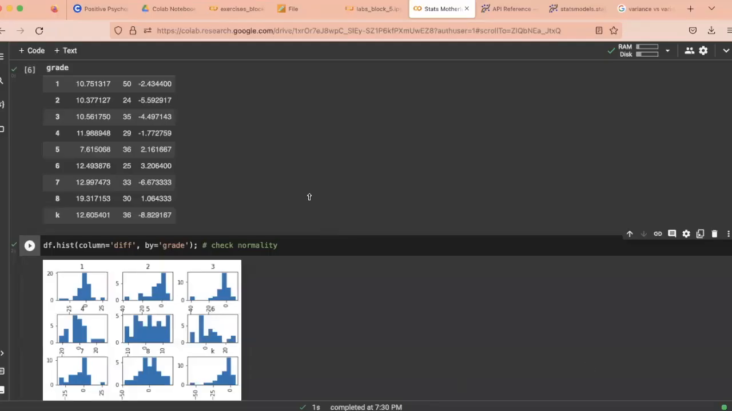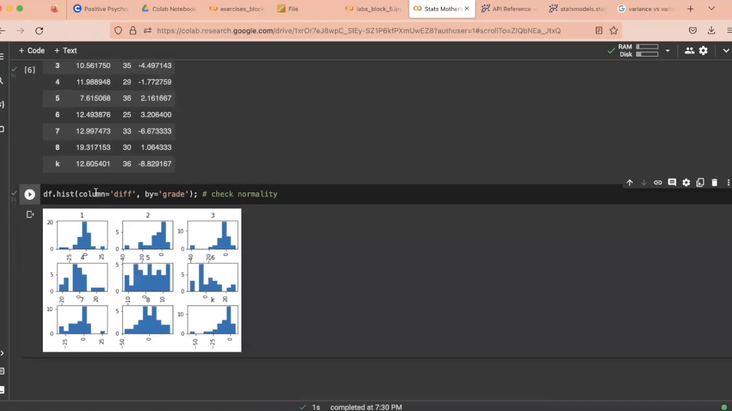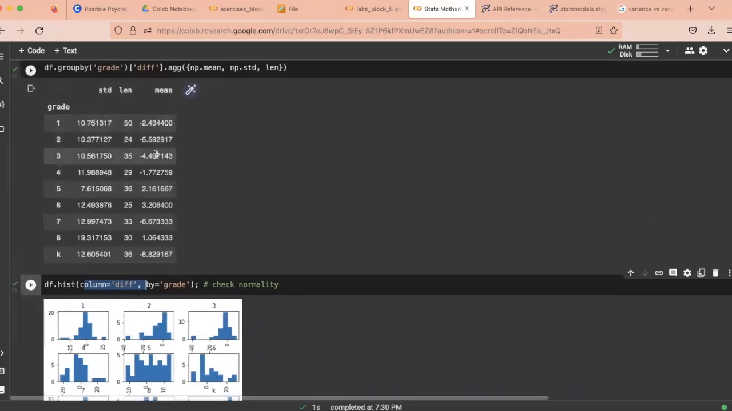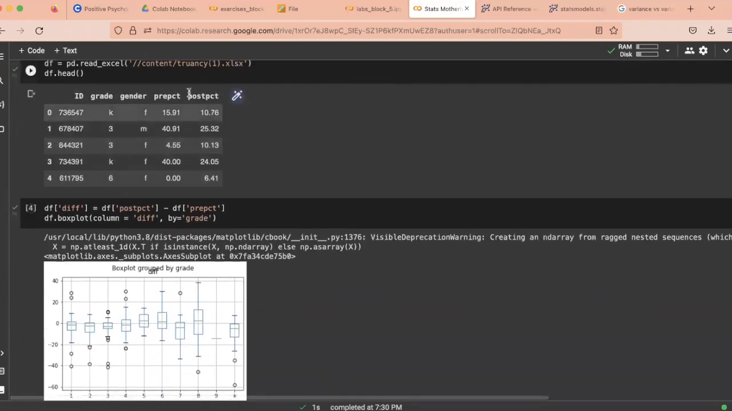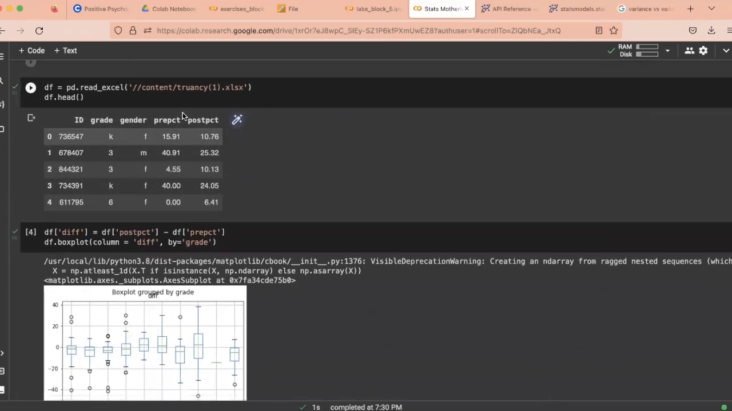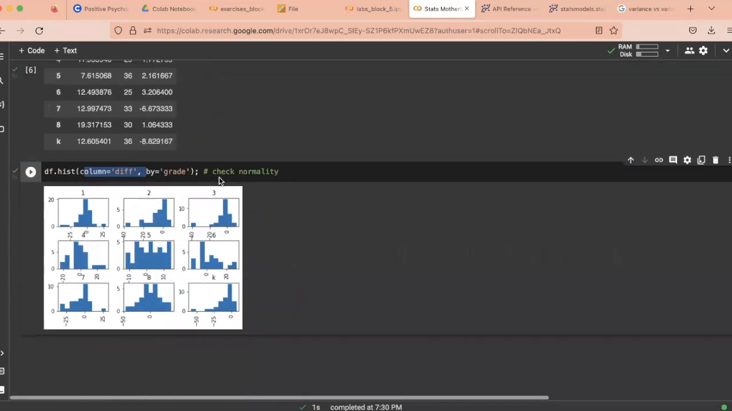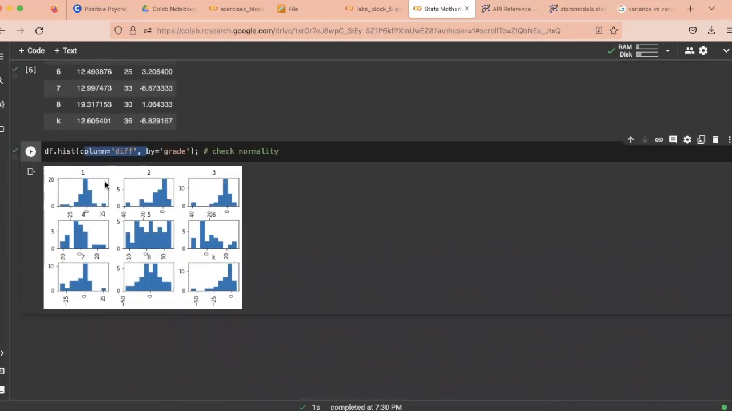So next up, we just went ahead and copied the histogram code from the teacher. Again, you do column diff, which is this one, which is the difference. Oh, we never displayed the database without it, but we're essentially just looking at the column difference and we're separating it by grade. So grade 1, 2, 3, 4, 5, 6, 7, 8, no 9, we deleted it, and then K.